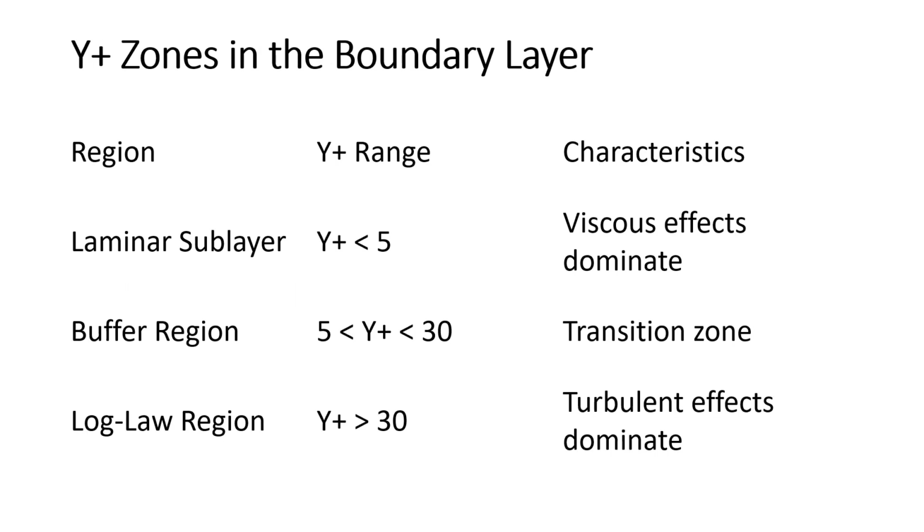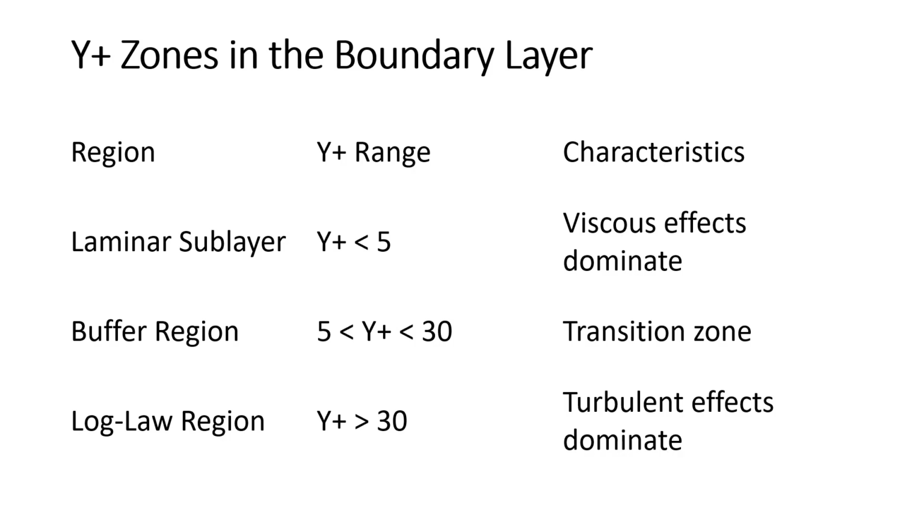Now, let's see what is Y plus in various boundary layer zones. There are three regions in the boundary layer which are based on Y plus values. First one is the laminar sublayer. Here, the viscous effect is dominant. That is the laminar sublayer.